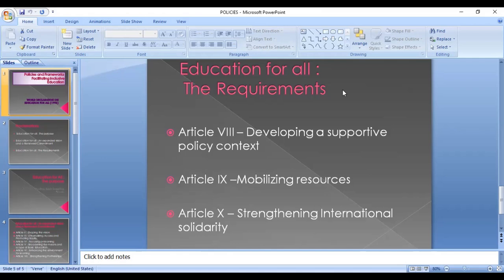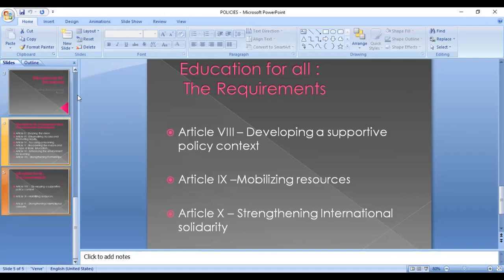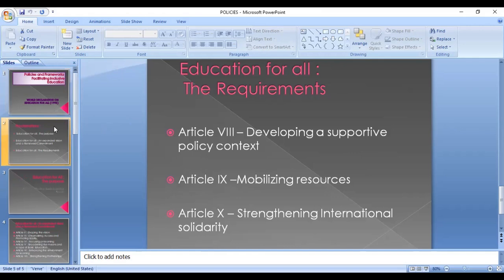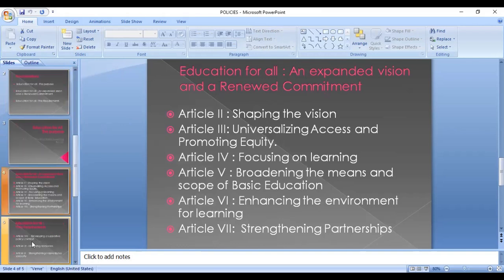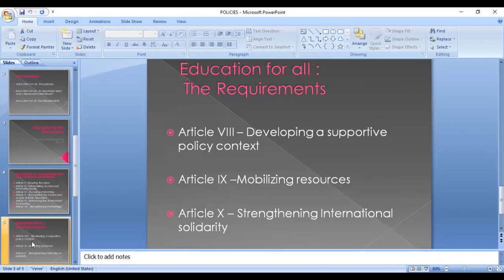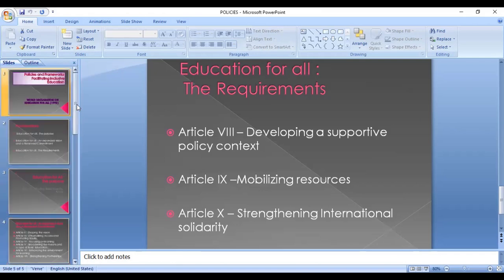You have to see. So first, today under international declarations, I have covered World Declaration for Education for All. Got it, ma'am? So under this World Declaration for Education for All, 1990, you have to put in these three topics. That is the purpose, and next one is the vision and commitment, and the last one is the requirements. Can you see these four slides, ma'am? Have you seen these four slides?